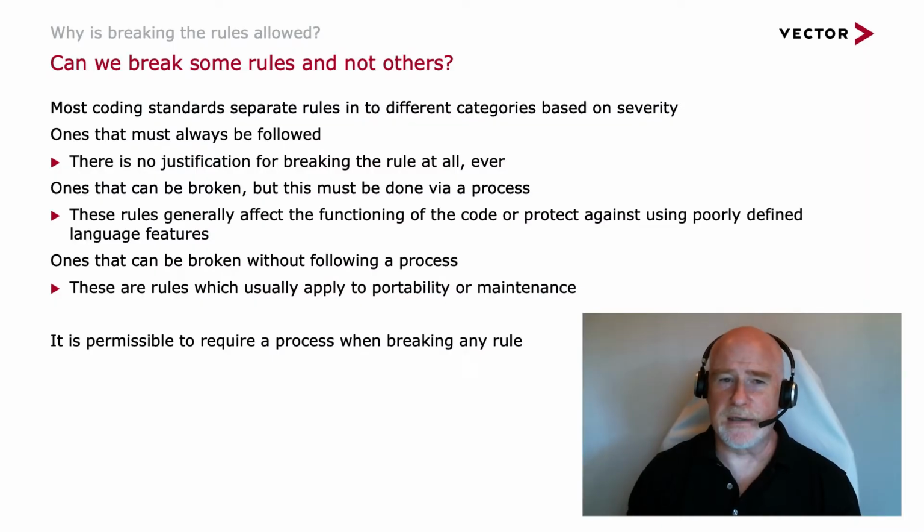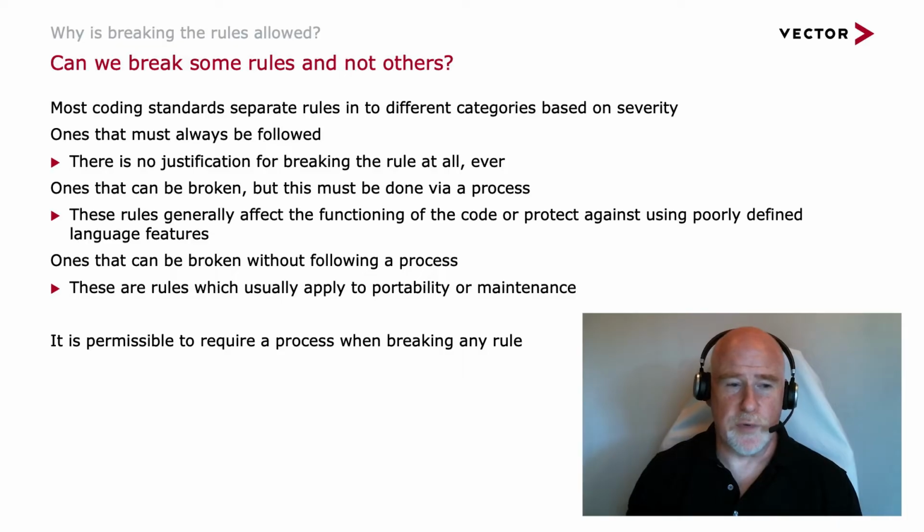So we've looked and we can see that we can break the rules, but can we break some rules and not other rules? Most coding standards separate the rules into different categories based on the severity. There may be rules that must always be followed. There's no justification for breaking the rule at all, ever. In no circumstances can you break those rules. We may have other rules that can be broken, but done via a process. And these rules usually affect the functioning of the code or protect against poorly defined language features. And then we may have rules that apply to things like portability and maintenance, where you can break them, but you don't need to follow the process.